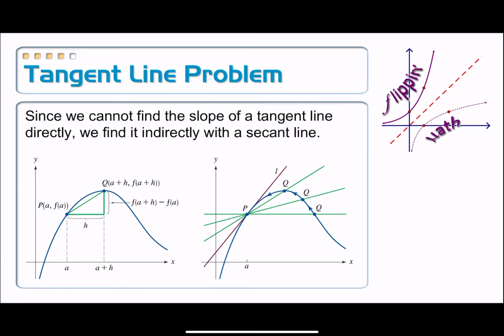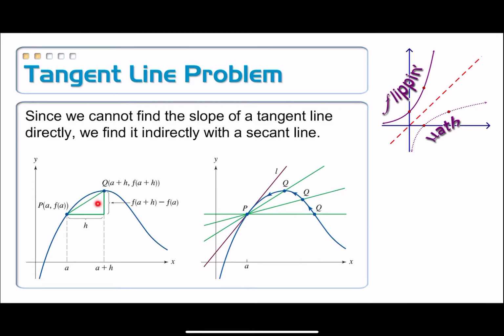Since we cannot find the slope of a tangent line directly, remember you only have one point. Sure, it might hit someplace else down on the graph someplace, but you have no idea where that's going to hit. So we can't find it directly. We have to find it indirectly with a secant line. And so we looked at this basically the very first lesson, finding the slope of this secant line.